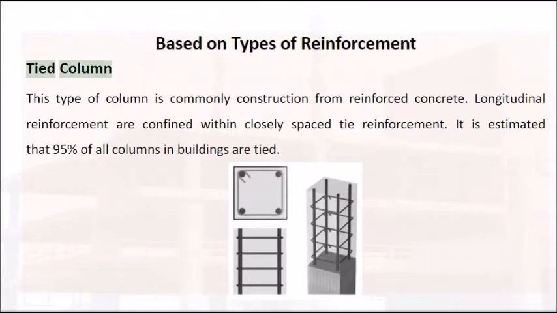Tied column. This type of column is commonly constructed from reinforced concrete. Longitudinal reinforcement is confined within closely spaced tie reinforcement. It is estimated that 95% of all columns in buildings are tied.